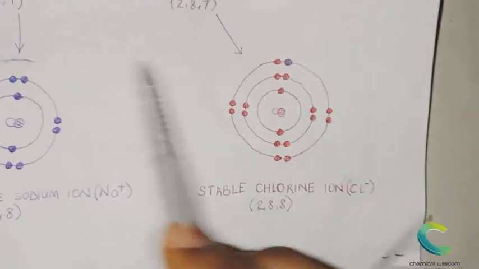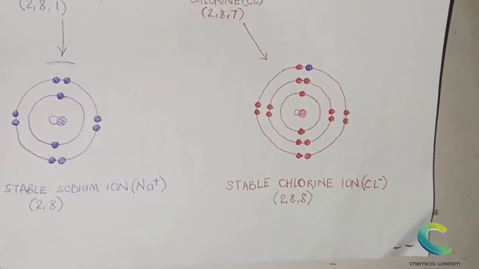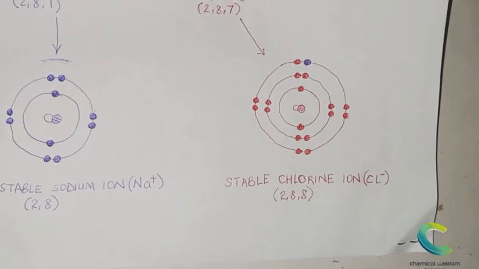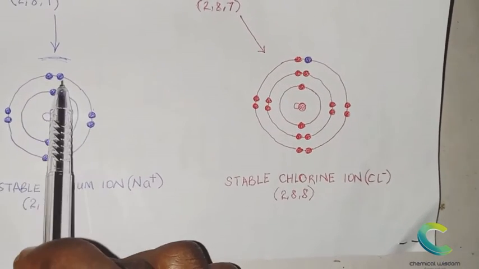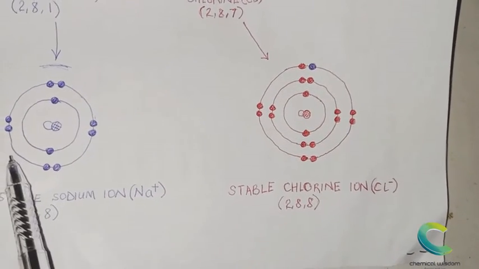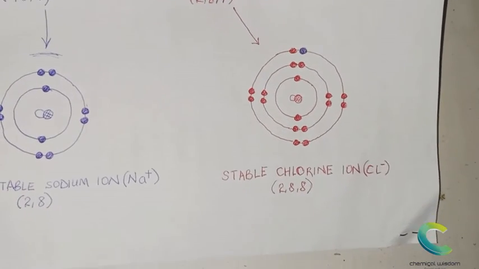So the transferring and accepting of electrons is basically to form another structure that has a completely filled valence shell. Yes, that's what's going on. Let me show you another example.